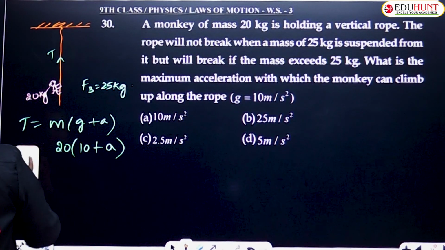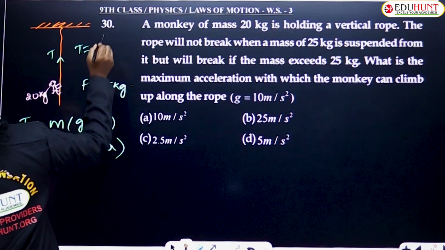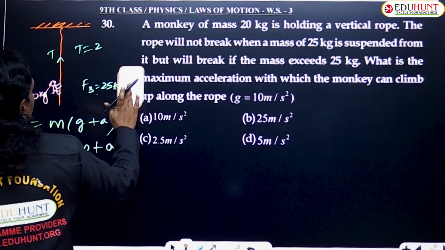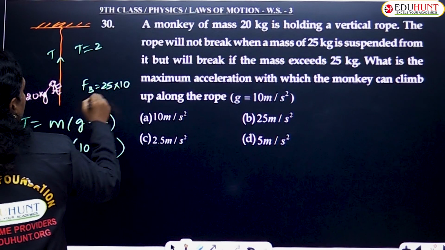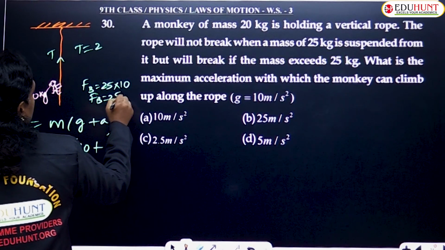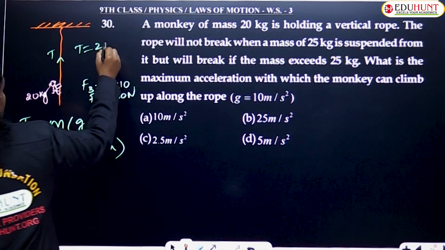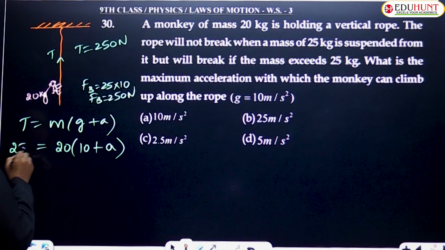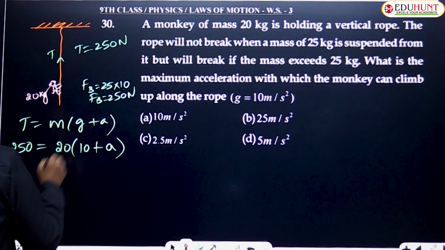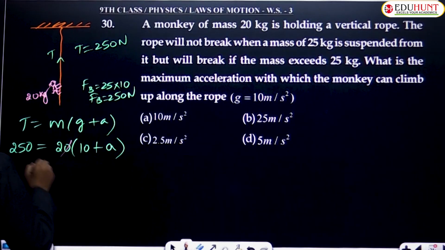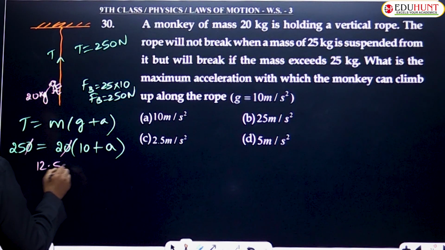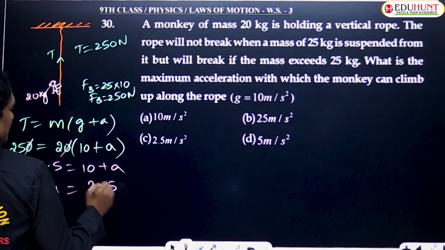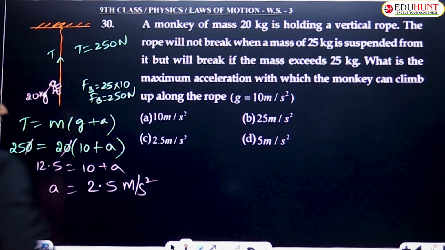So T can be substituted as 25 g, the breaking force, which is 25 into 10, so T equals 250 Newtons. Until then it can withstand. So 250 equals 20 into (10 plus a), or the zeros get cancelled, so 12.5 equals 10 plus a, or a equals 12.5 minus 10, that is equal to 2.5 meter per second square.